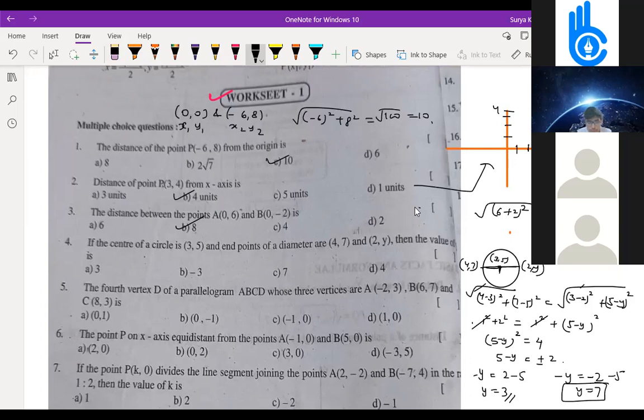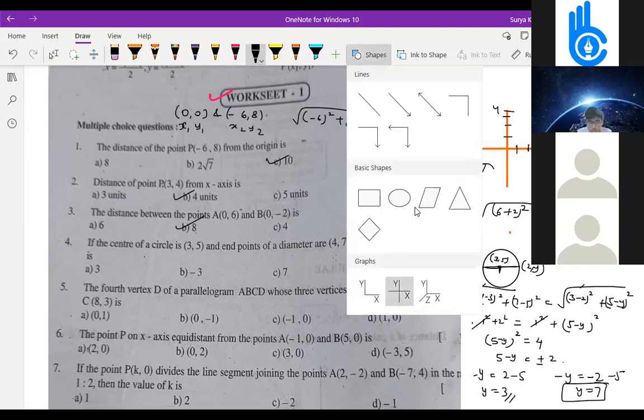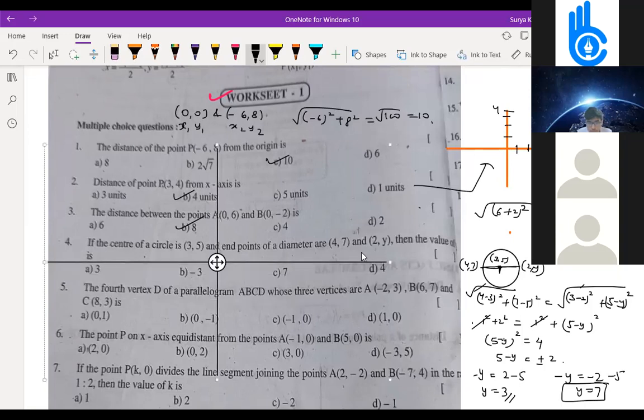If you see this one, (4, 7), on the number line, if you draw it here, what comes? (4, 7) will come somewhere here. (3, 5) will come somewhere here. And next one is what? So this is the center of the circle, and this is the circumference. This will come in this way only, right?